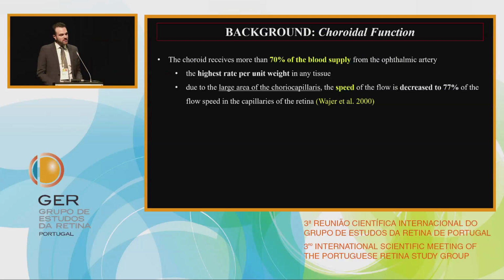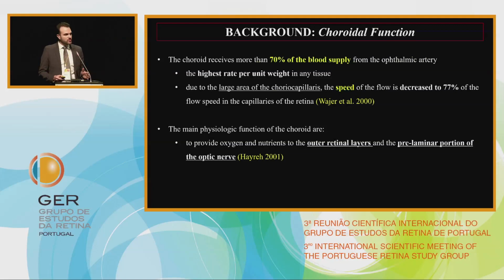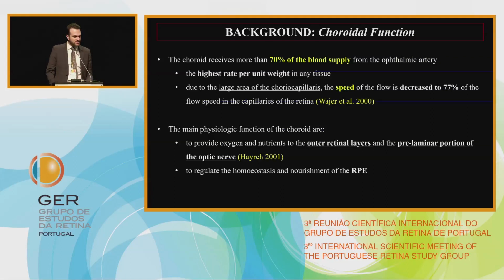The choroid receives more than 70% of the blood supply from the ophthalmic artery, with the highest rate per weight in any tissue. And due to the large extension of the choriocapillaris, the speed of blood flow is substantially reduced, by 77% of the normal speed in retinal capillaries. The main physiologic functions of the choroid are to provide oxygen and nutrients, so to feed the outer retinal layers and the prelaminar portion of the optic nerve, to regulate the homeostasis and the nourishment of the RPE, and to maintain thermal regulation.